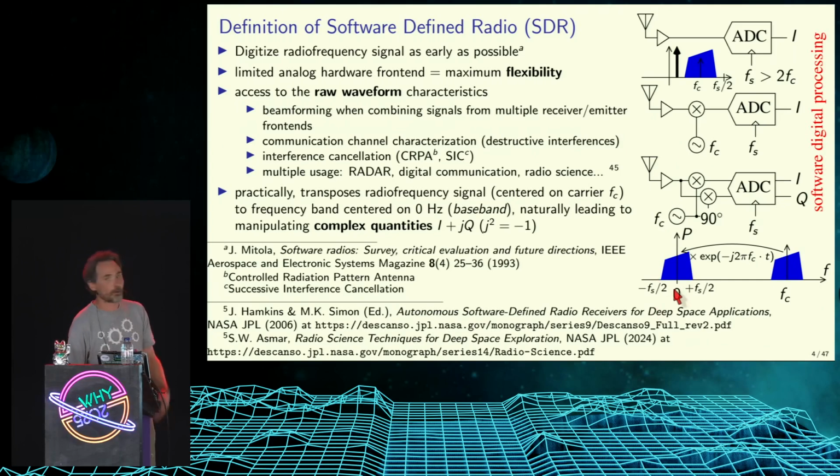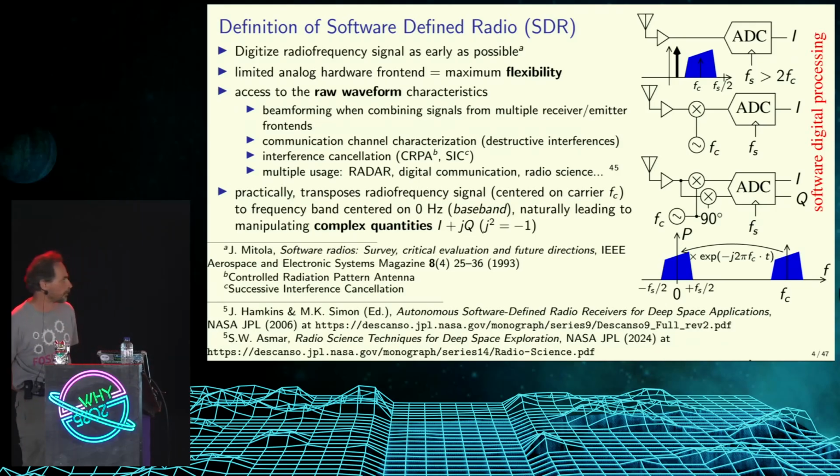So remember, every time you sample at Fs, your signal in the spectral domain ranges from minus half the sampling frequency to half the sampling frequency. That's the Nyquist theorem, or Shannon sampling theorem.